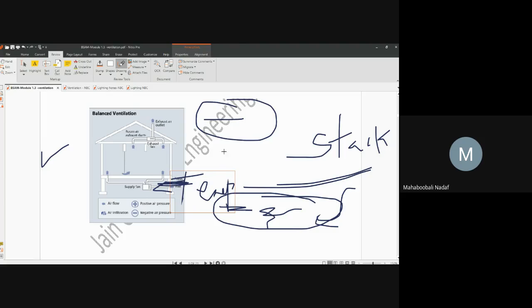So fresh cool air will get in here at the low level of that room, and used and exhaust air is liberated through the topmost openings. It is a general thing. Why? Exhaust air has a higher temperature. So the temperature is increased, and obviously the density of that air is reduced.